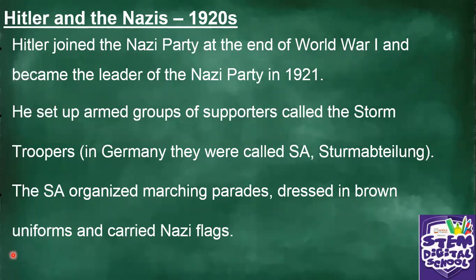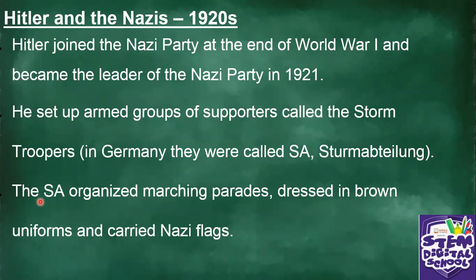And then we look at the rise of Hitler and the Nazis in the 1920s. You know Adolf Hitler? He was a dictator who rose in Germany. Hitler joined the Nazi Party at the end of World War I and became the leader of the Nazi Party in 1921. He set up armed groups of supporters called the Stormtroopers. This is the German name for those Stormtroopers. They were called the SA. The SA organized marching parades, dressed in brown uniforms, and carried Nazi flags.